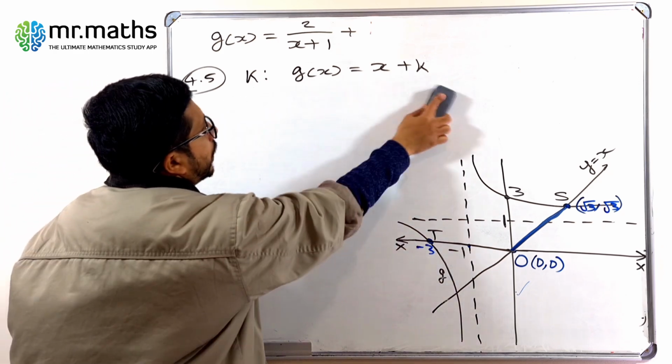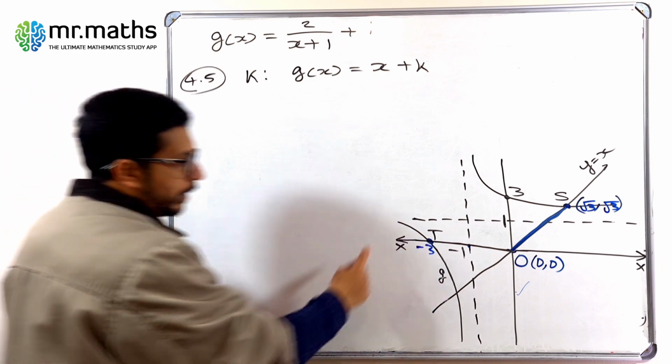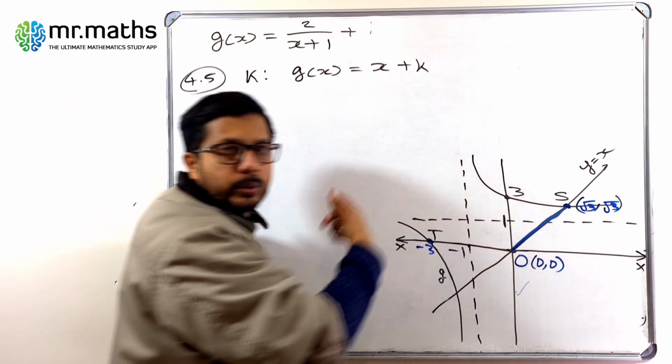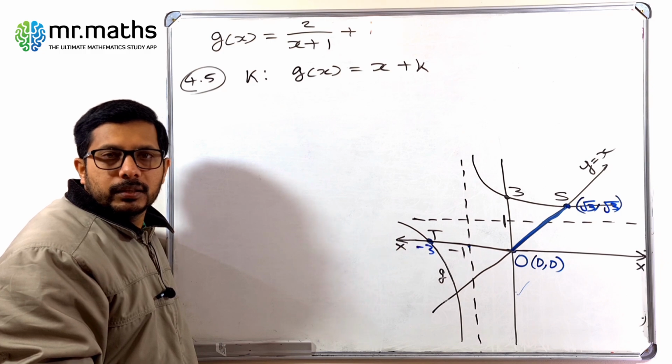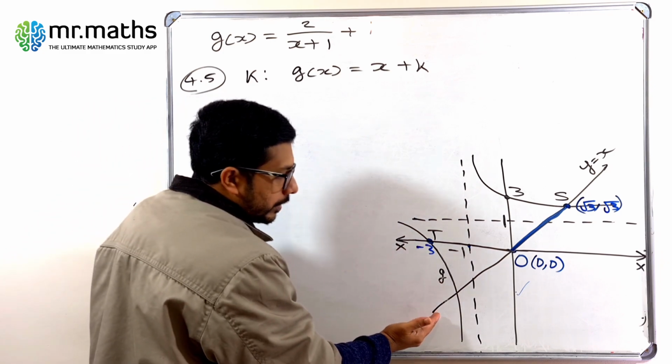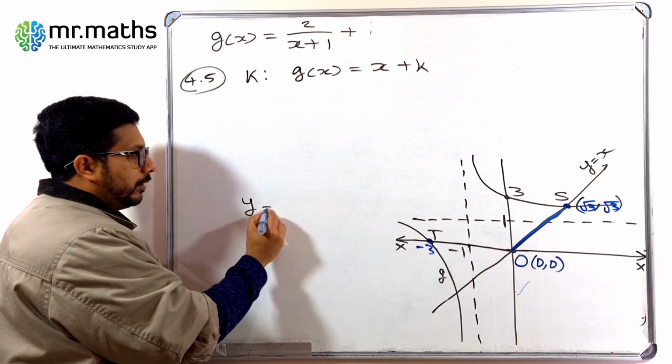G of x is equal to x plus k. G of x is this graph. This is the hyperbola graph, am I right? Then what is this x? That x means, what is the equation of this straight line? Y is equal to x, am I right?